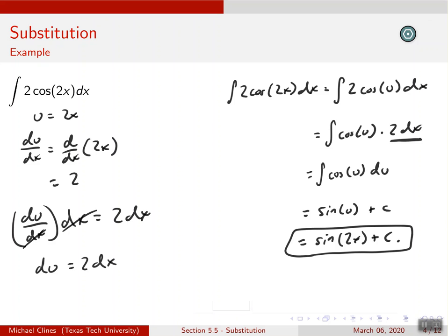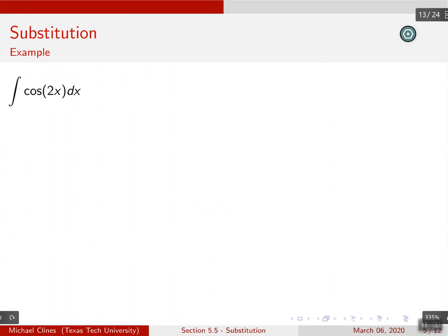Here, we integrated cosine of 2x. Now let's just integrate cosine of 2x dx. Essentially, we got rid of the 2 that was out in front. Let's do this exact same process again. Now, we know how to integrate cosine of x. It's that 2x in there that's giving us a problem. So that's what we're going to call u. We're going to set u to be 2x again. But in the exact same way as last time, we concluded that du is just 2 times dx.